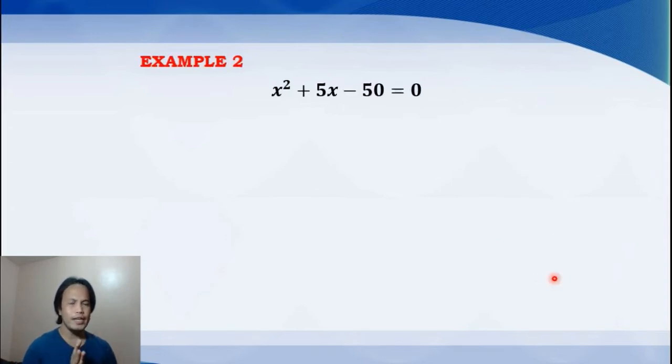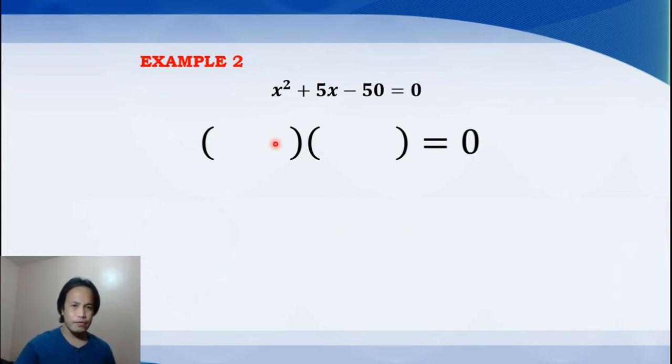Example 2. For example, we are given x squared plus 5x minus 50 equals 0. So the same process, we have here two parentheses for the first binomial and the second binomial, then equate to 0. Now, we have x squared. So we factor out x squared, that gives us x times x. So we have one x here and another x in the second parenthesis.